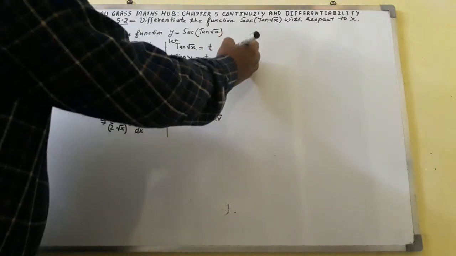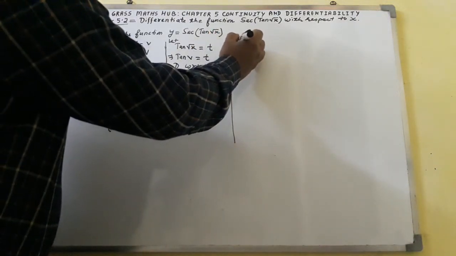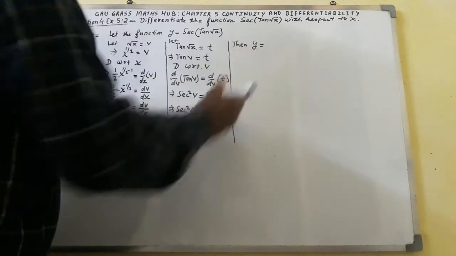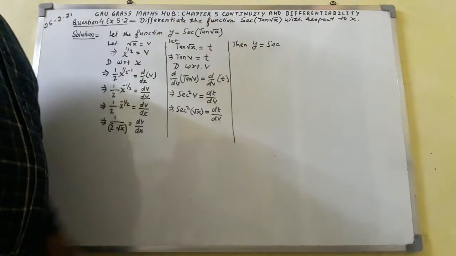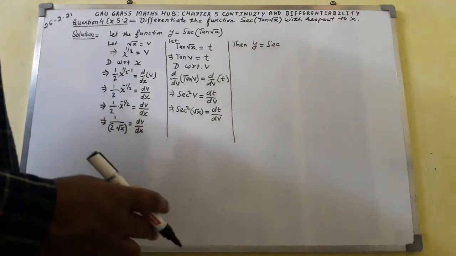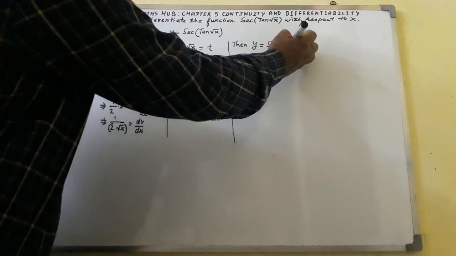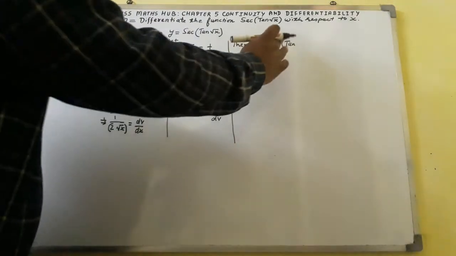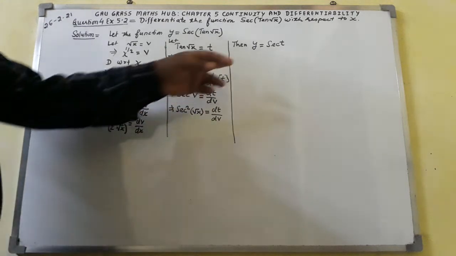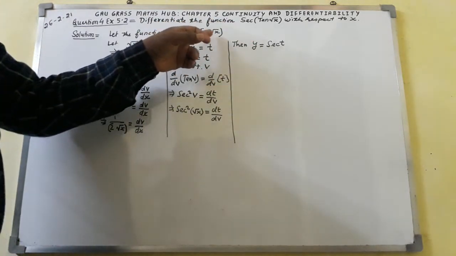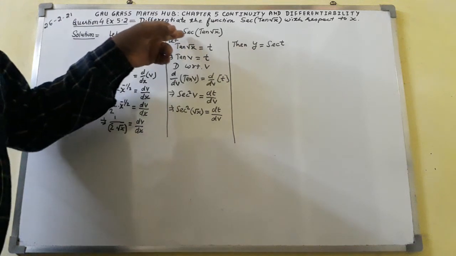Now again here I shall write, then y equal to sec, and in place of tan √x I can write t. So it will become y is equal to sec t.